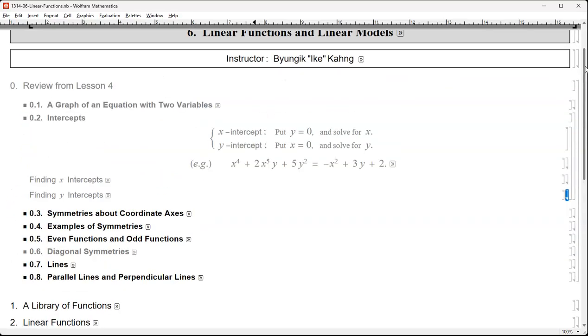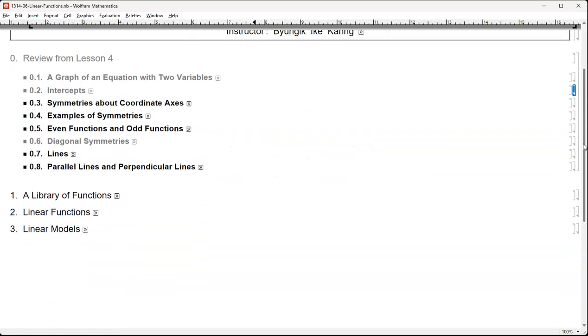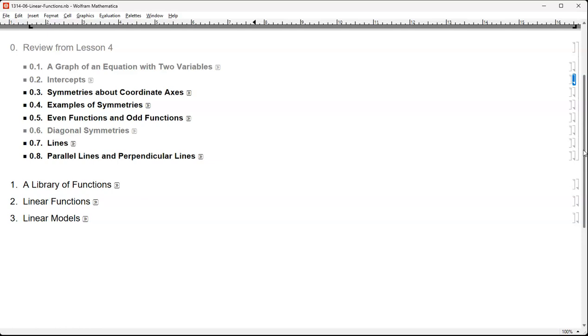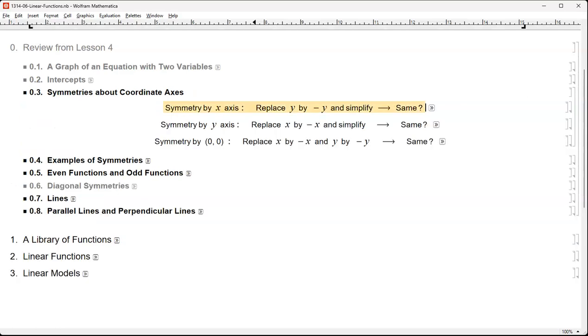Okay, those are the kind of background, not directly related to anything actually. Now let's go to, well, still an optional topic, but something directly related to what we are going to do in section 1. Symmetries about coordinate axes. Symmetry by x-axis. Replace y by negative y and simplify. Do we get the same thing or not?